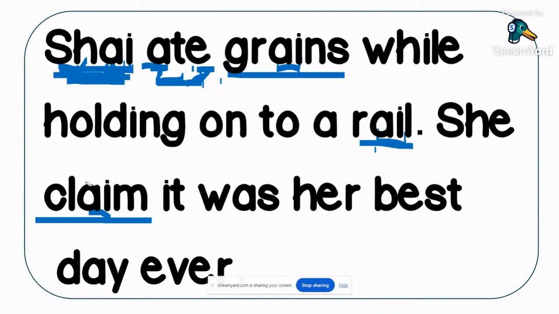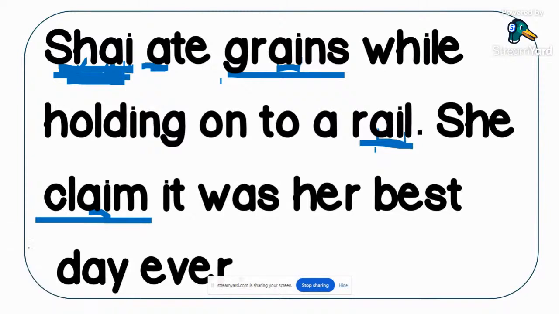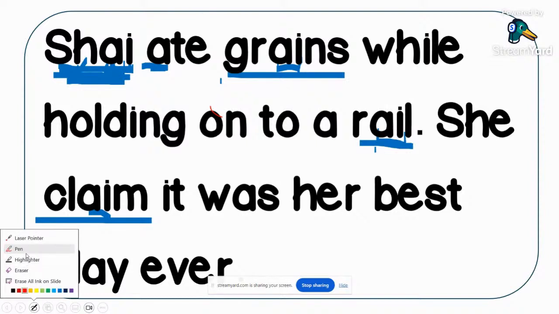Remember, we are not hearing the E sound. So we only hear ate. So you're going to tell me which ate this is. Is it like the number eight, or is it ate like when you eat something, the past tense of eating? So it means that you have already done the eating. Is it that type of ate, or is it eight like the number eight? Which one is it?